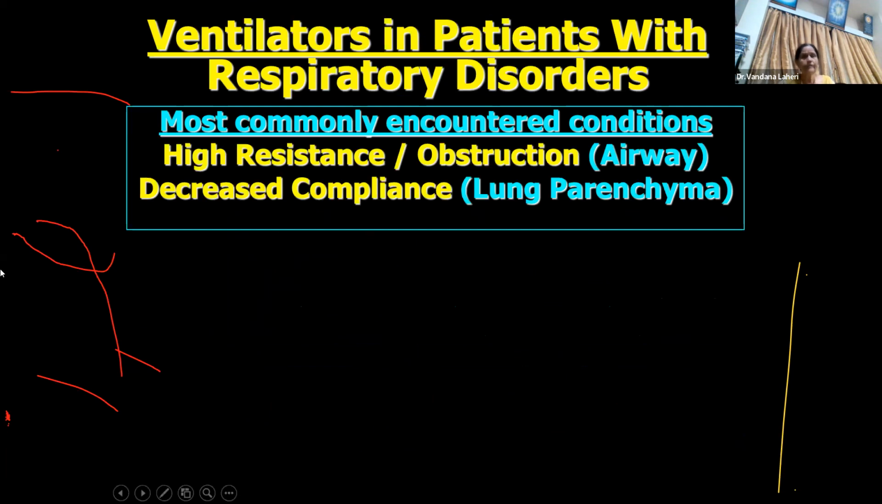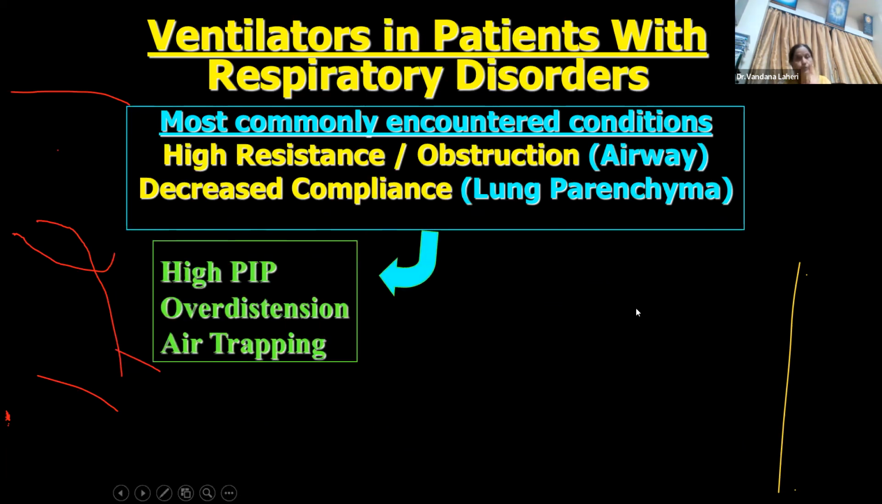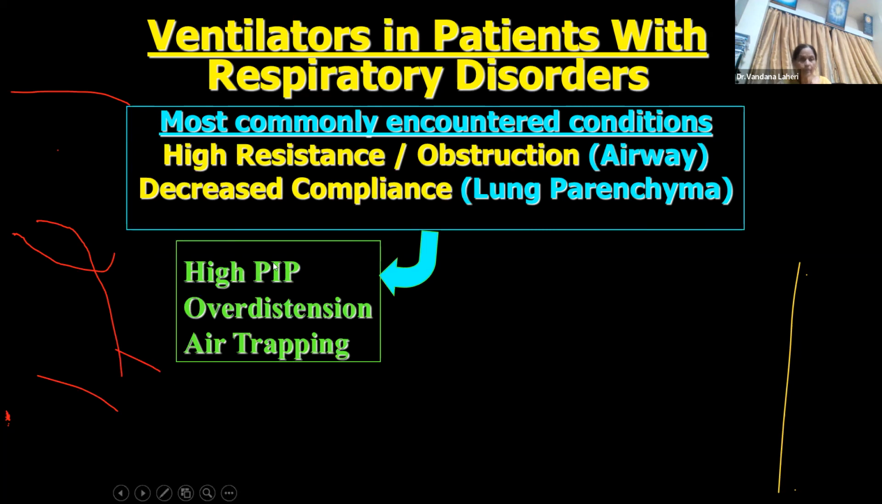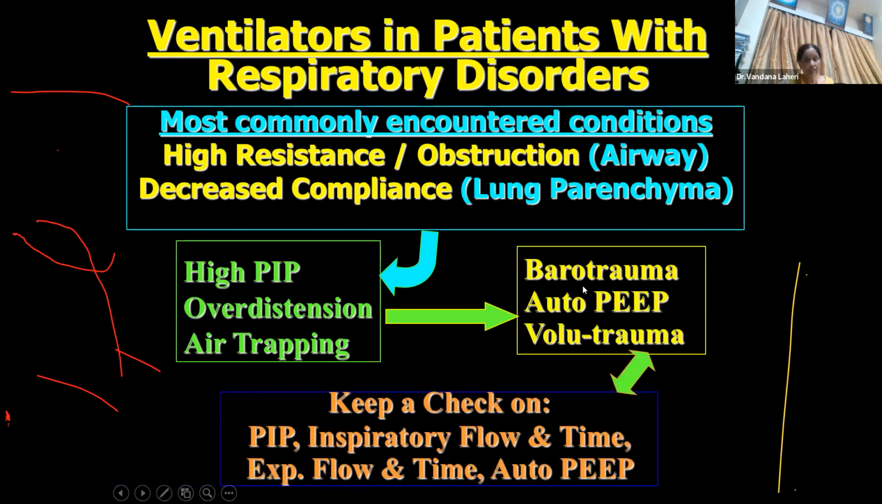Now, whenever you put the patient on a ventilator, the most commonly encountered conditions are high resistance or obstruction and decreased compliance of the lung parenchyma. What do they do? They give rise to high PIP and over distension. Now, how do you know over distension? This over distension we can see in loops. We can't see it on scalar graphics waveforms. So I will show you how over distension looks. And air trapping, I showed you how we can diagnose on the graphics waveforms. This can lead to barotrauma, autopeep, or volutrauma.